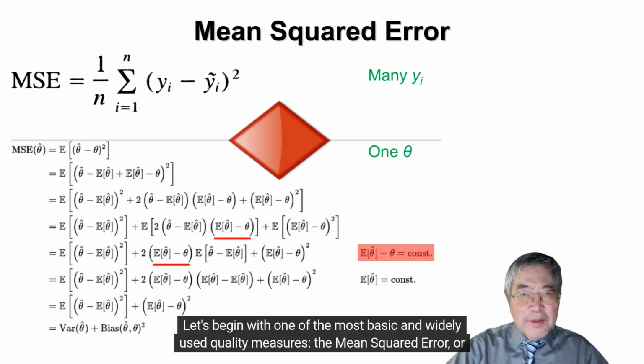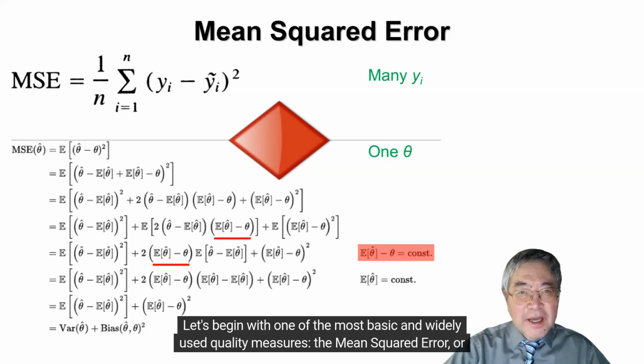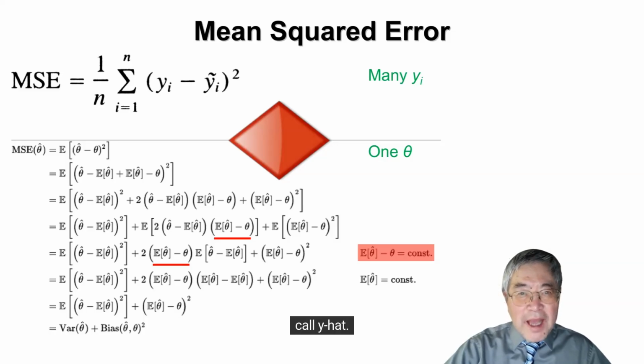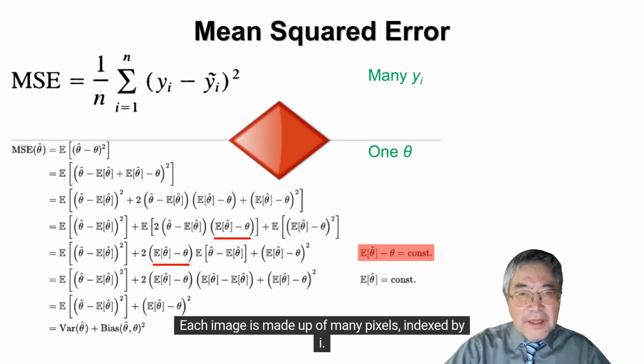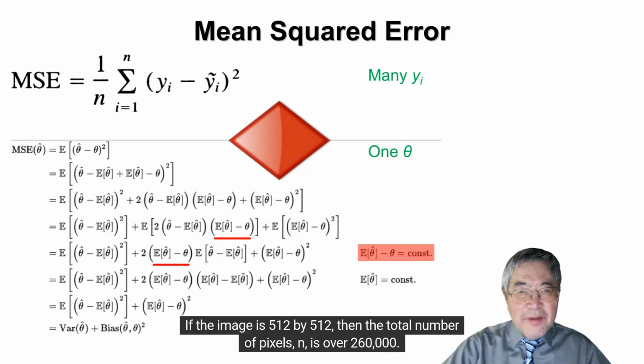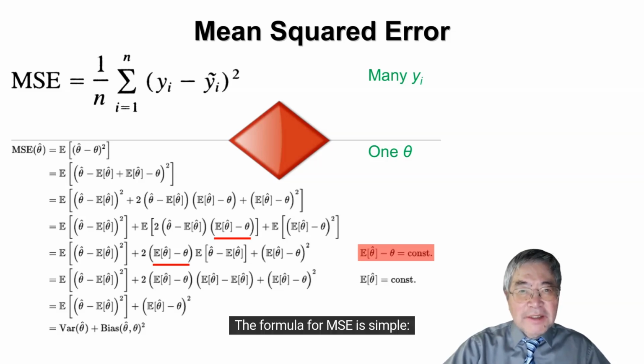Let's begin with one of the most basic and widely used quality measures, the mean squared error, or MSE. Suppose we have two images, the true image, which we'll call y, and the reconstructed image, which we'll call y hat. Each image is made up of many pixels, indexed by i. If the image is 512 by 512, then the total number of pixels n is over 260,000.